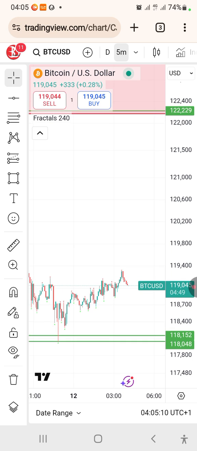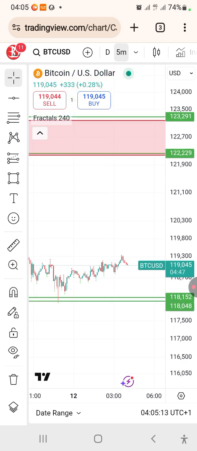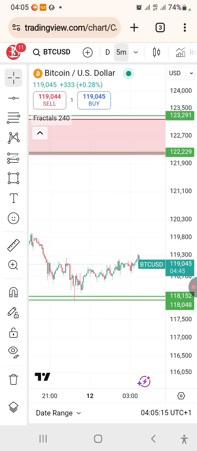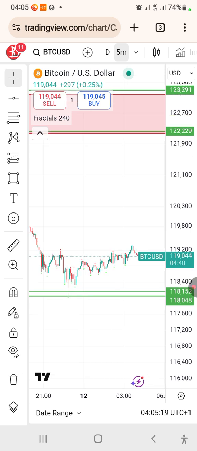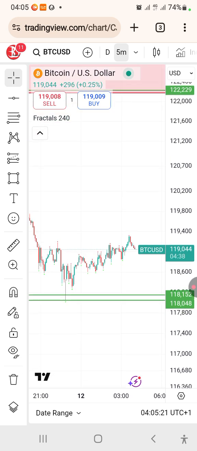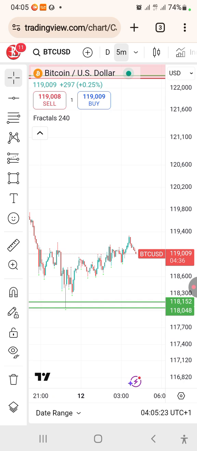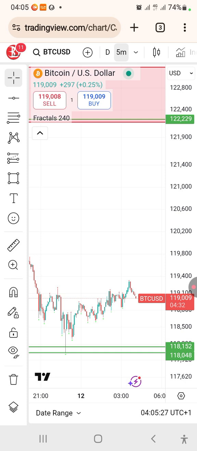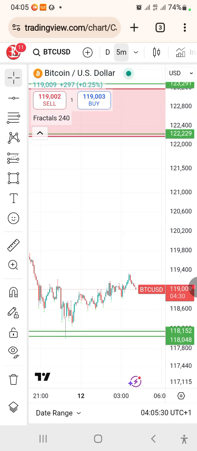Because there are a lot of traders out there that are not getting it right when it comes to drawing key levels. The problem is not the strategy, it's not the indicator that they are using, but the problem is how to draw the key level. Once you are able to get the key level properly, then you will see that your trading is going to change.